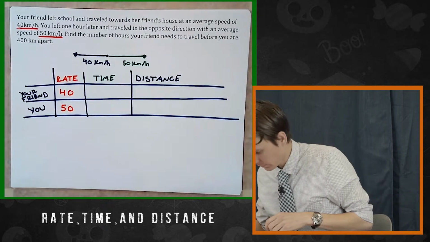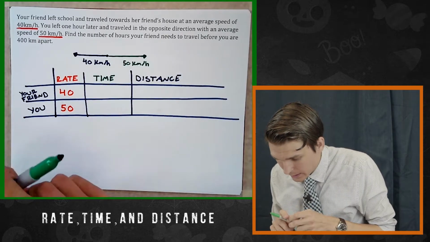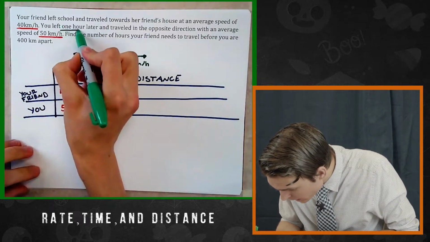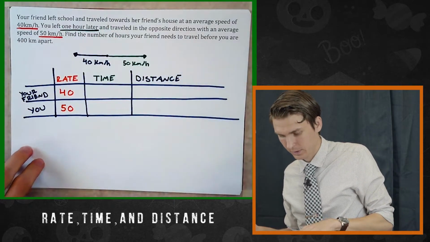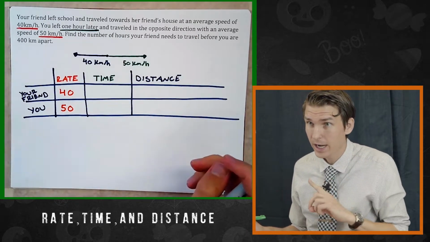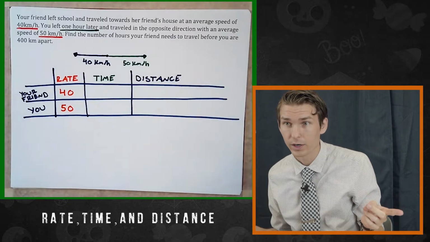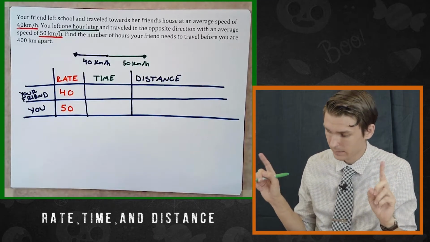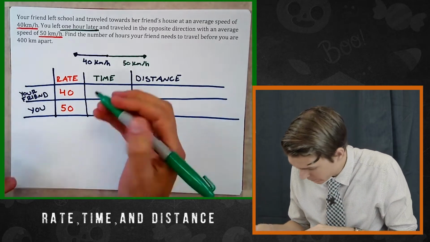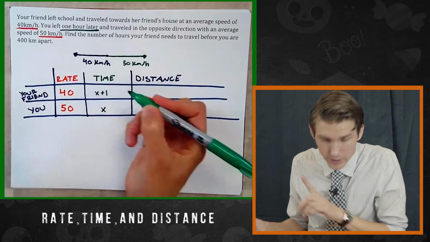Okay. Time. They don't give us a whole lot. It says your friend left school and traveled towards her friend's house at an average speed of 40 kilometers an hour. No time there. You left 1 hour later. If you leave 1 hour later, there's 2 ways to interpret this. Either you're driving for an hour less time, or your friend will be driving for 1 hour more. So you can see there's 2 ways you could write this, depending on what you want. So we're going to say that your friend was driving for 1 hour more. We don't know how long you're going to drive, but your friend will be driving for an hour more since they left earlier.